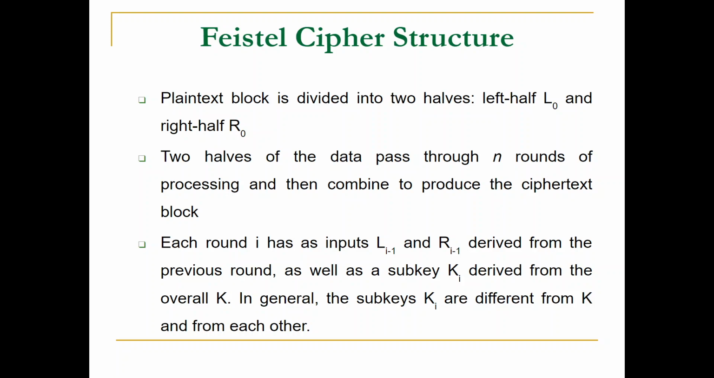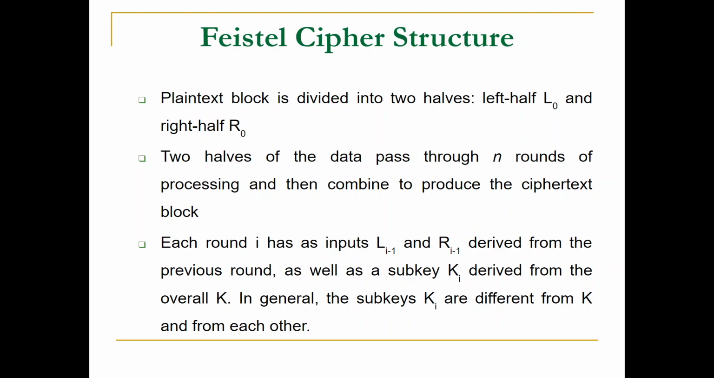So this is the Feistel Cipher structure. Here we divide the plaintext block into two halves, right half and left half, and both the halves are subjected to n number of rounds, and then finally we'll be getting the ciphertext block.